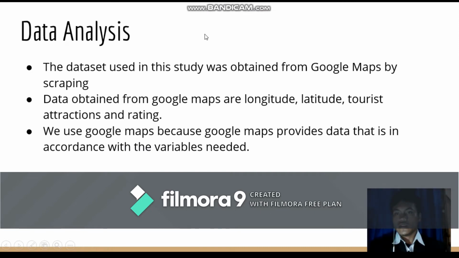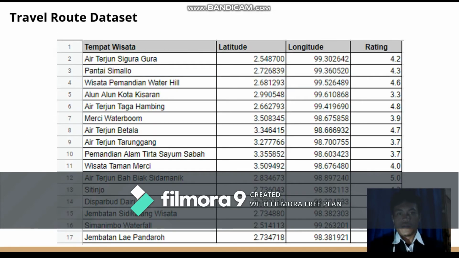Data analysis. The data used in this study was obtained from Google Maps by scraping. Data obtained from Google Maps are longitude, latitude, tourist attraction, and rating. We use Google Maps because Google Maps provides data that is in accordance with the variables needed. So, this is our data. Travel route dataset.